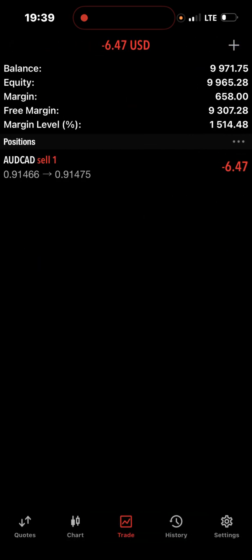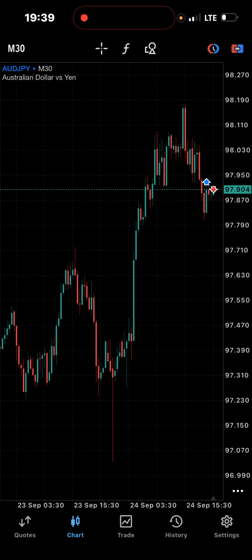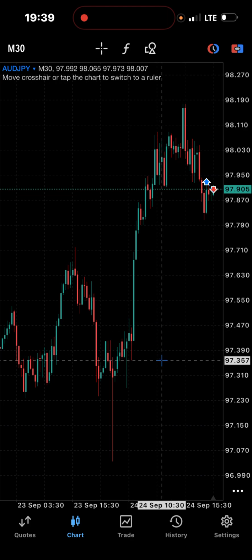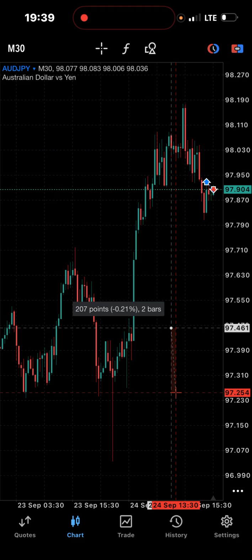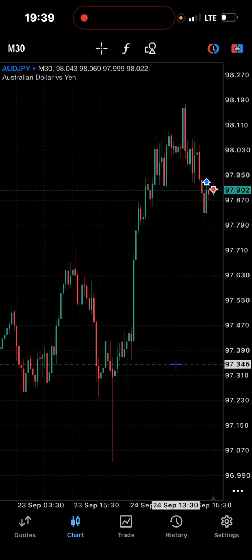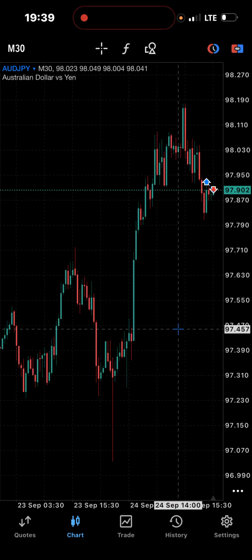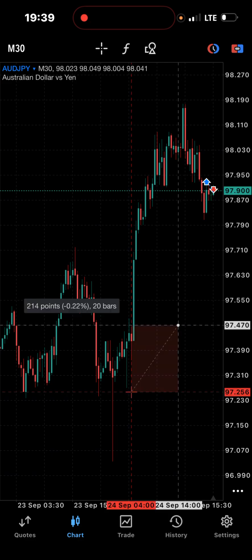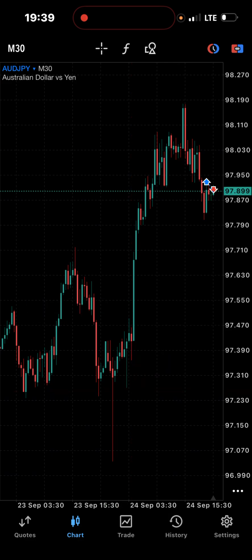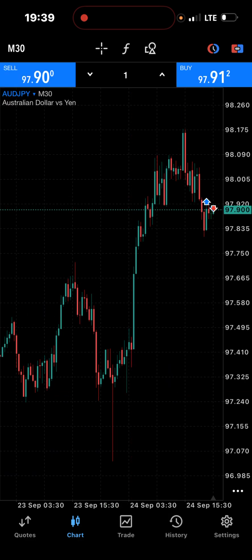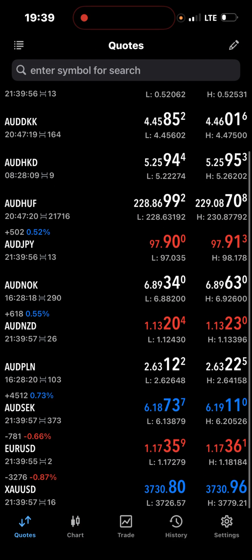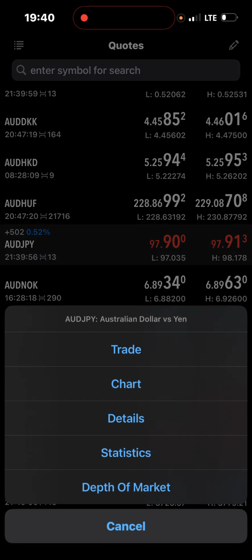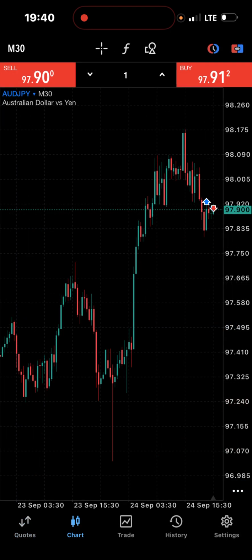Let's go back and check the price again. Chart. The price I'm buying from is 97.470 for AUD JPY. Okay, this is showing AUD JPY. Wow. Okay, let's use AUD JPY for example then.